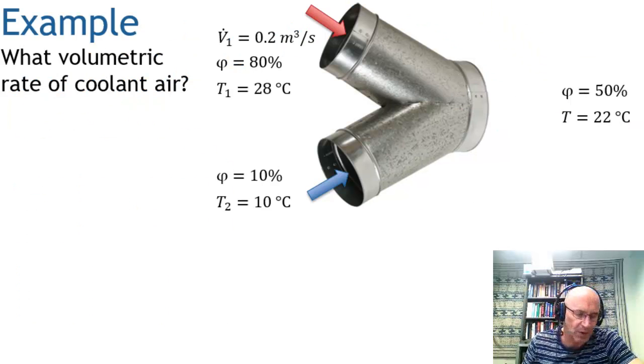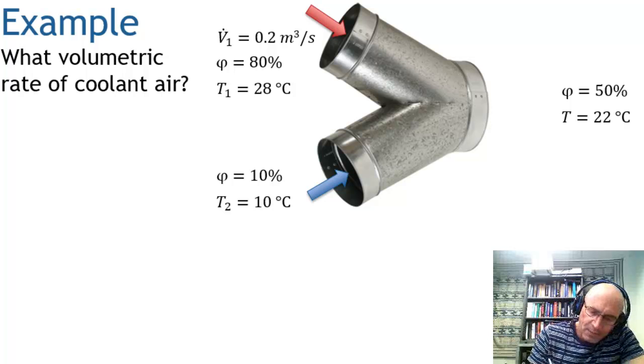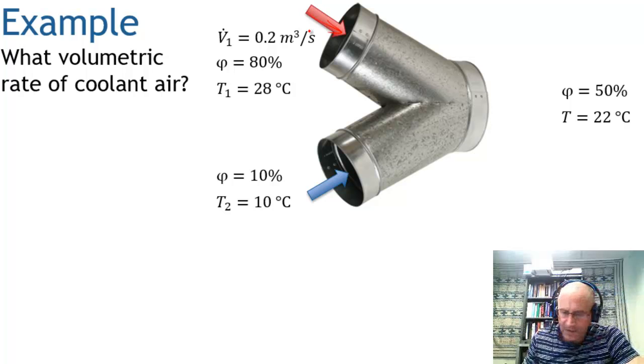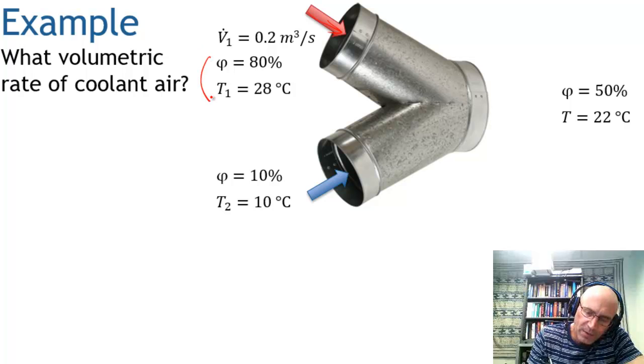So here's the example problem. We'll solve this one in EES just to change things up. Here I have two streams coming in. I've got one coming in at the top, which is a warm stream. I'm told its relative humidity is 80% and 28 degrees. So it's apparently pretty hot. Maybe I'm bringing in some hot, humid air out of Florida at a particular volume flow rate.